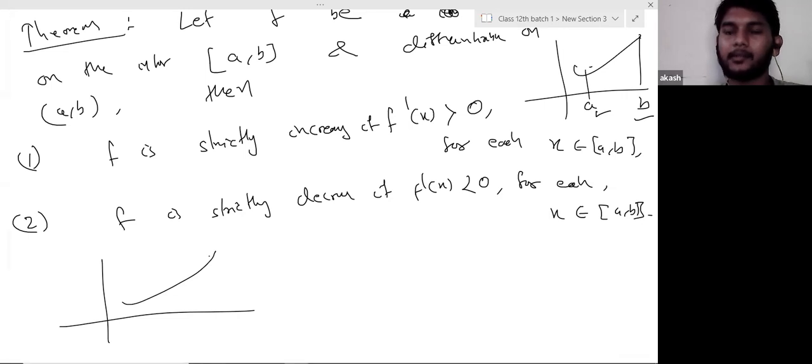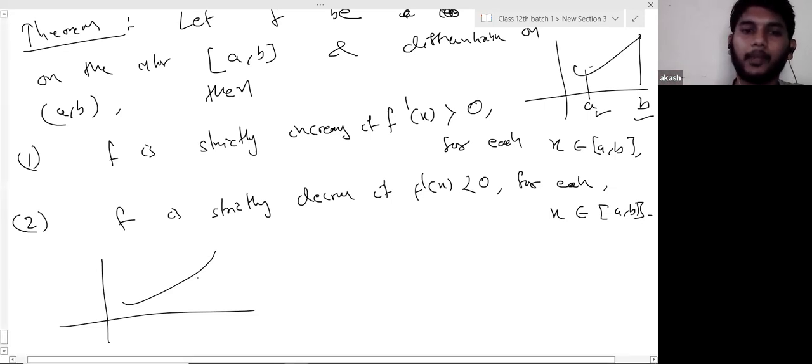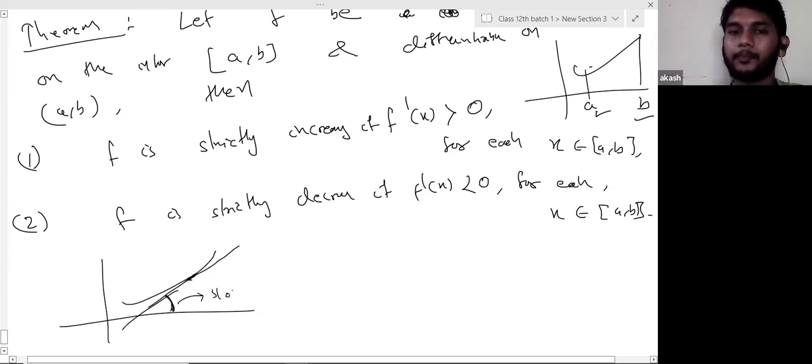See, any tangent just touches the curve at a single point. So suppose I take any point here and draw a tangent here. This tangent is making an angle of this with the axis. This is the slope. Yes or no?